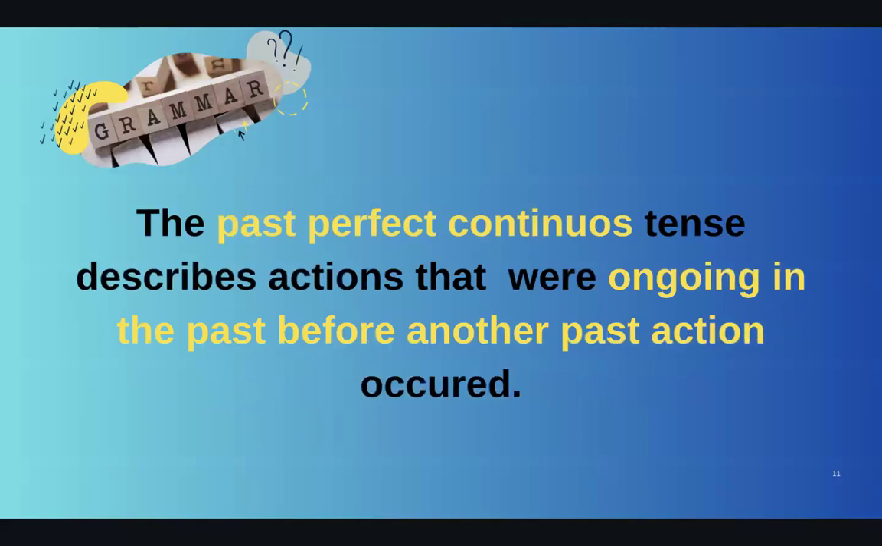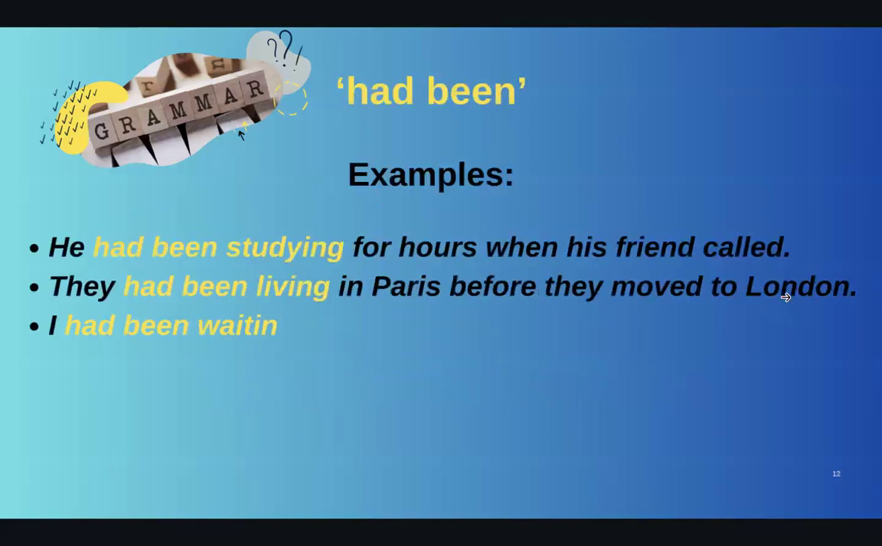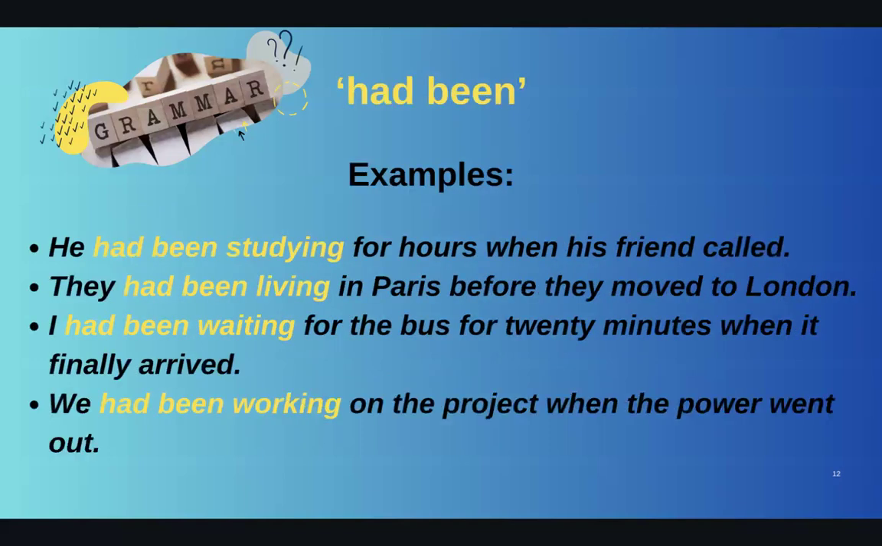So, where are we going to use this one? The past perfect continuous tense describes actions that were ongoing in the past before another past action occurred. Let's look at these example sentences.